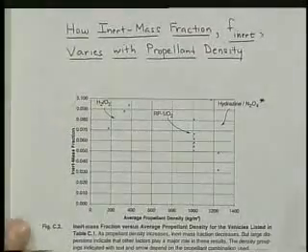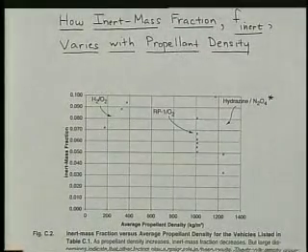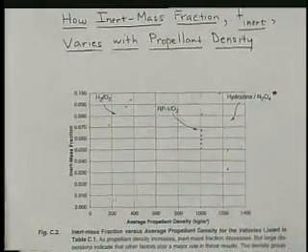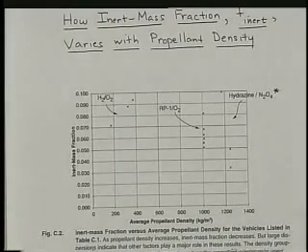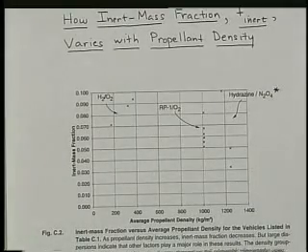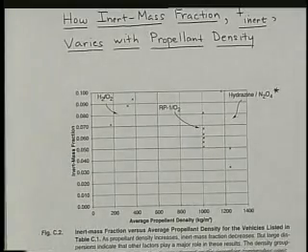Now let's look at practical values from real rockets of how the inert mass fraction, F inert, varies with propellant density. And as we said in the beginning with the Saturn V, the propellant density was the reason that kerosene LOX was chosen because it was more dense, much more dense than hydrogen, making the first stage much smaller and therefore manageable, although still gigantic size.